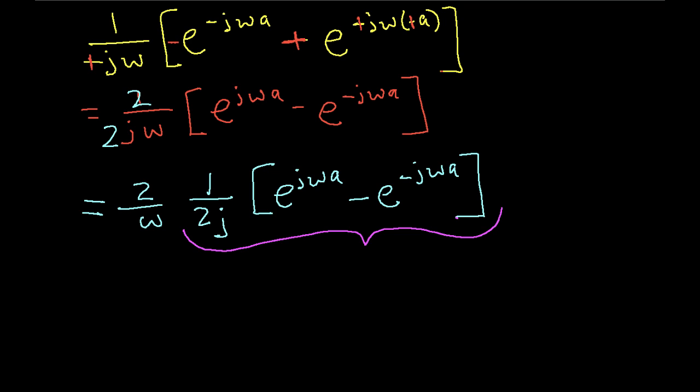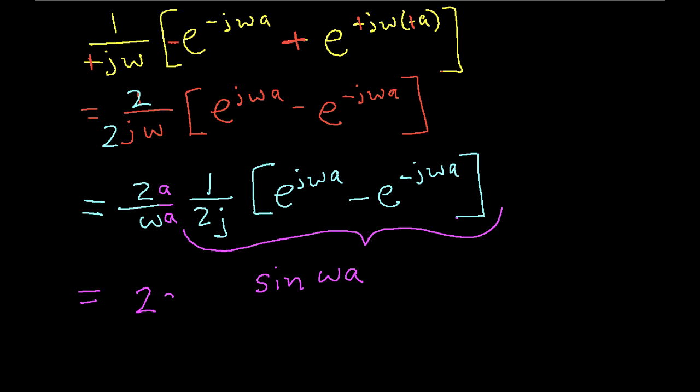So this part here is equal to sine omega a. Isn't that great? The whole thing just works out so beautifully. And so the last thing I will do here is multiply top and bottom by a. And again, this is something we do because we know what we want to end up with.